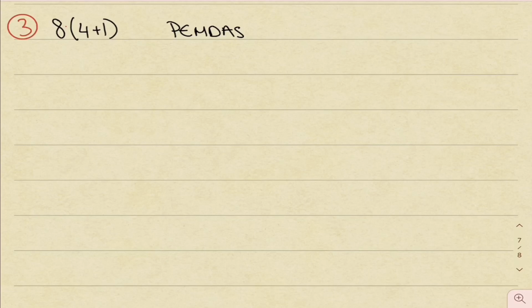Of course, parentheses go before multiplication. So I'm going to rewrite 8, and then I'm going to work inside of parentheses. 4 plus 1 is 5. Now I have 8 times 5 is 40. So the answer is just 40.